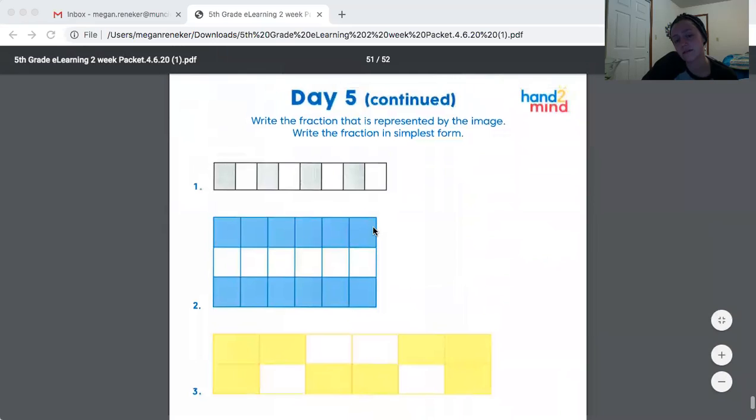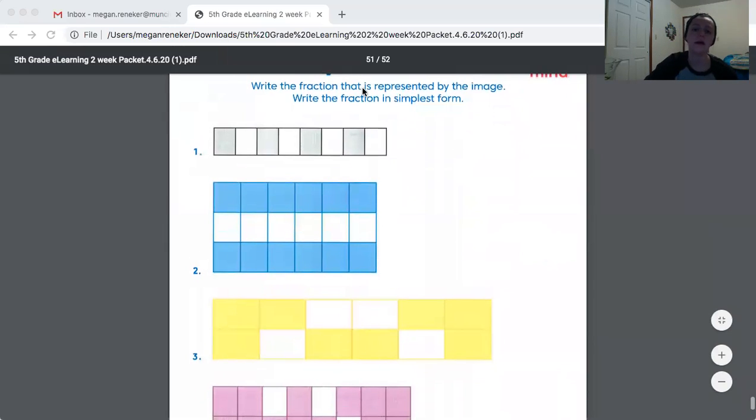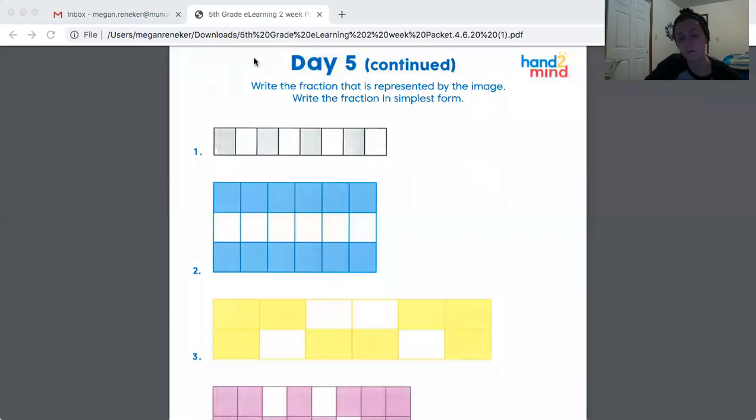Okay, so we're going to look at the second day 5 page that says, write the fraction that's represented by the image, then write the fraction in simplest form. So we have 2 steps here. We have to first find the fraction, then we have to simplify it. In order to find the fraction, we have to start by counting how many total parts there are in our model. So how many parts is this big rectangle divided into?